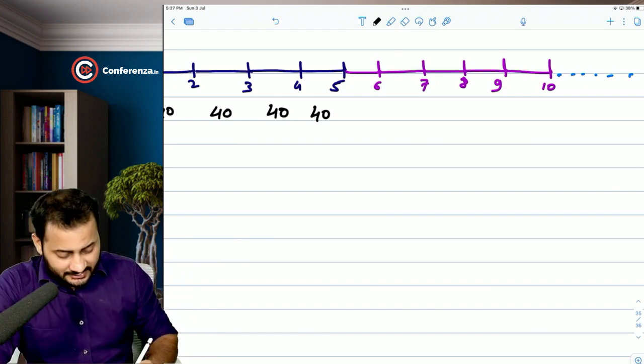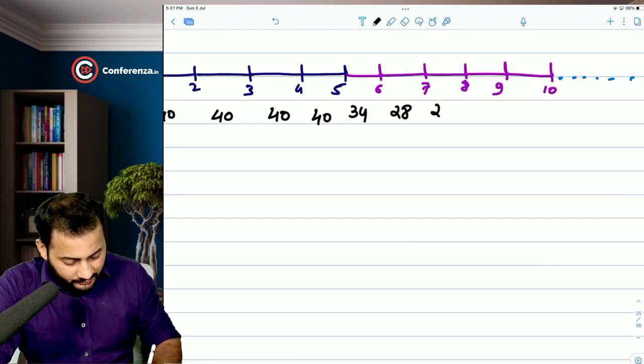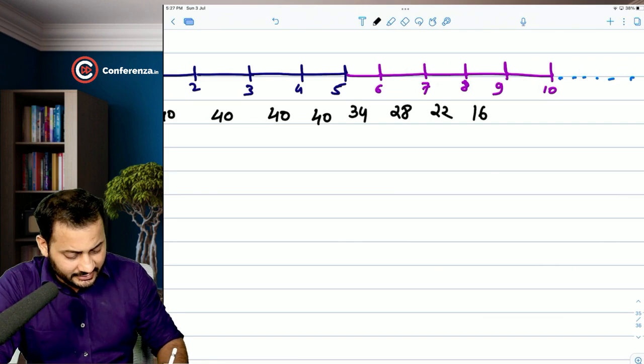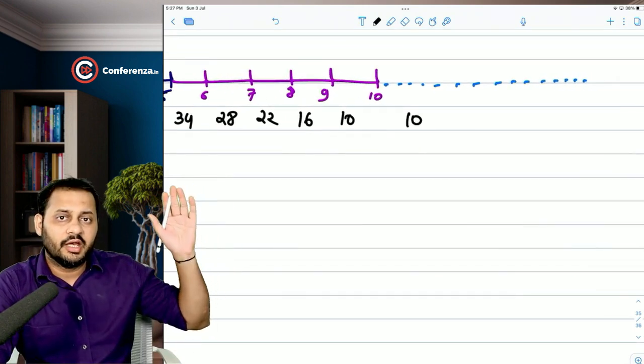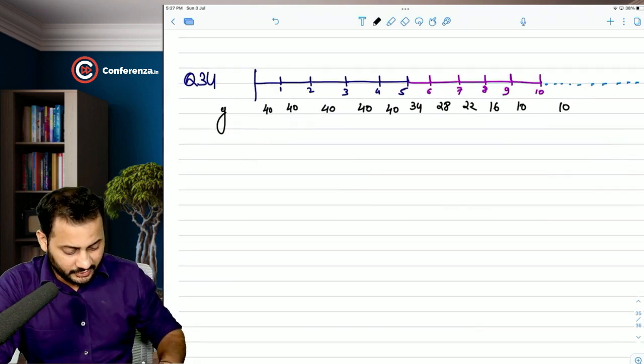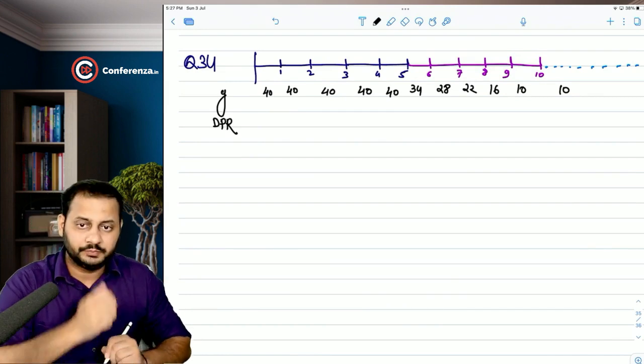So 40 minus 6, 34. Again minus 6, 28. Again minus 6, 22. Again minus 6, 16. Again minus 6, 10. And then 10% every year. Stabilize. Now comes the payout ratio, dividend payout ratio.